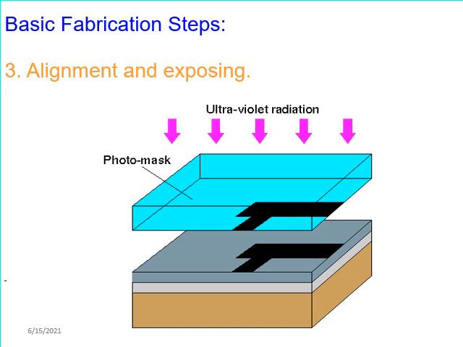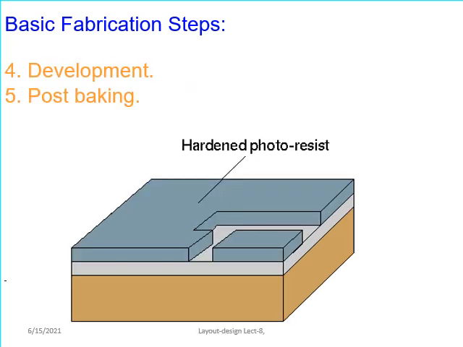In the diagram, you can see that ultraviolet radiation is applied to the top portion, and a photomask is produced in the top layer of the metal oxide semiconductor. Then comes development and post-baking. The place exposed to ultraviolet rays is known as hardened photoresist. That place is clearly shown in the diagram.